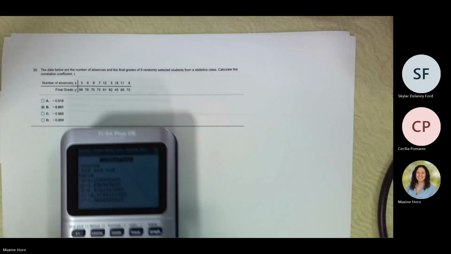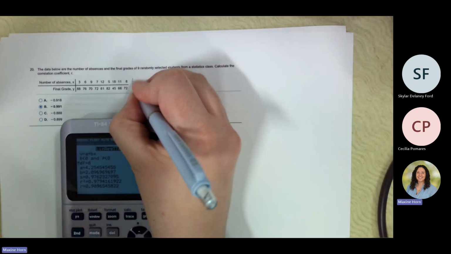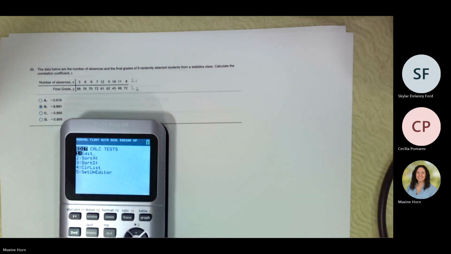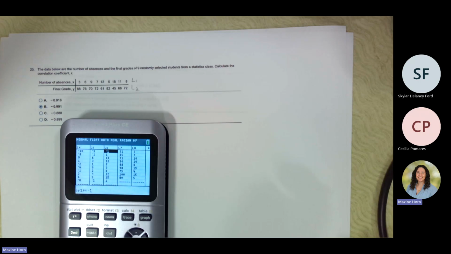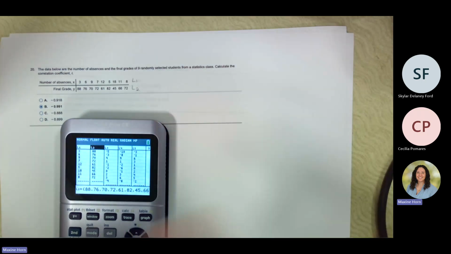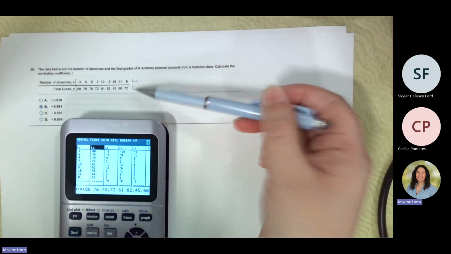All right, the data below are the number of absences and the final grades of 9 randomly selected students from a stats class. Calculate the correlation coefficient R. Let me go back to my notes and see which list I put these in. I put these in L1 and L2. So I go to stat, then edit, and that's where I put them in. L1 contains my X values, and L2 contains my Y values.